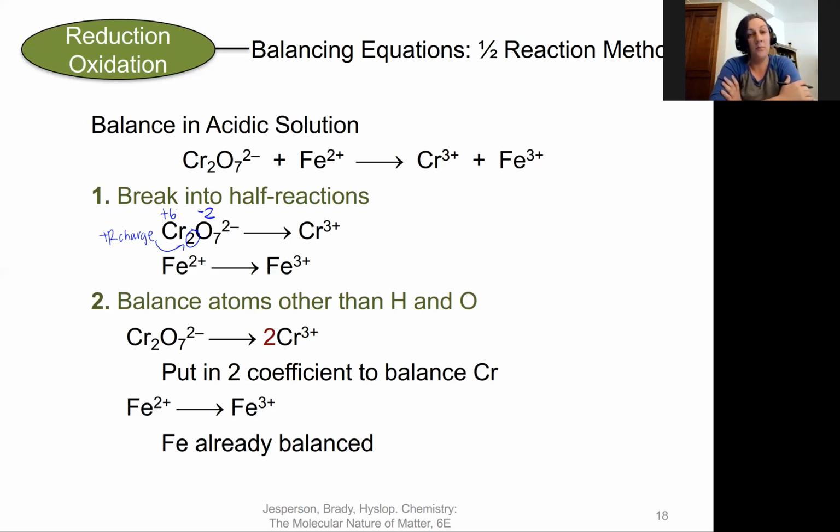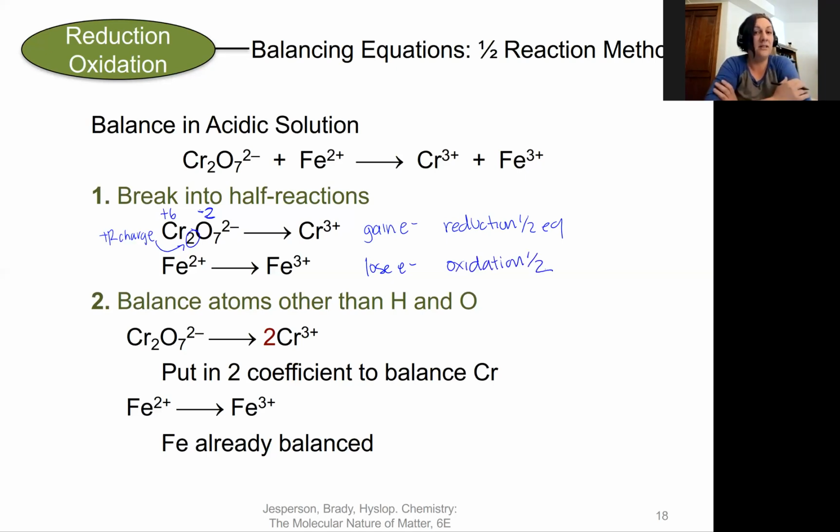So each of those chromium atoms is going from +6 to +3, which means it's going to be gaining electrons. And it'll be my reduction half equation. Now my iron is going from a +2 to a +3. It's losing electrons. So it's my oxidation half reaction.